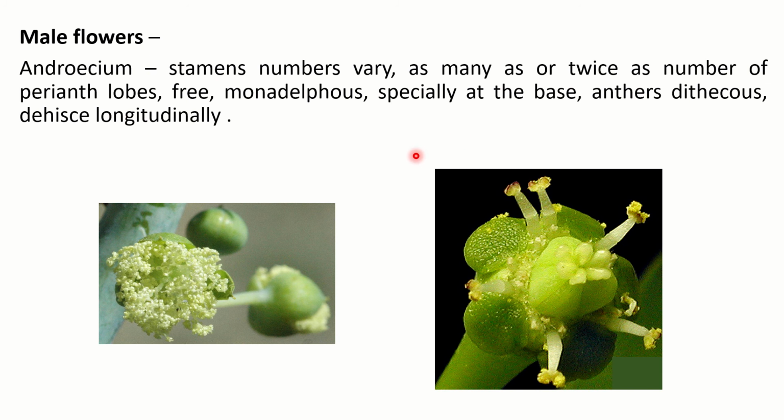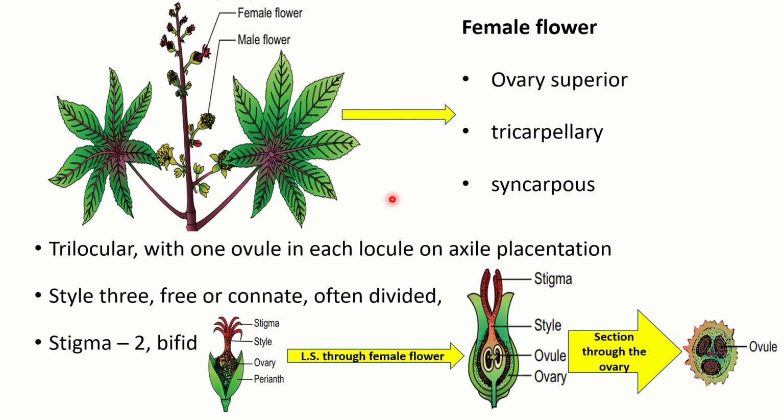Anthers are diathecous in nature and they split longitudinally. That means what? In this direction they will split longitudinally. Fine. Then we'll talk about the female flower.